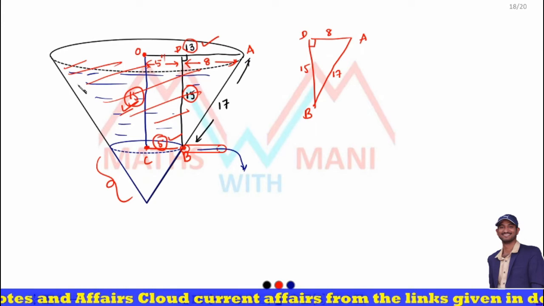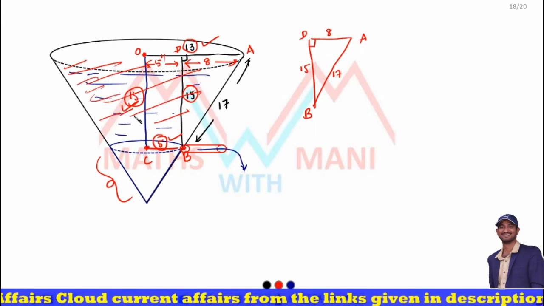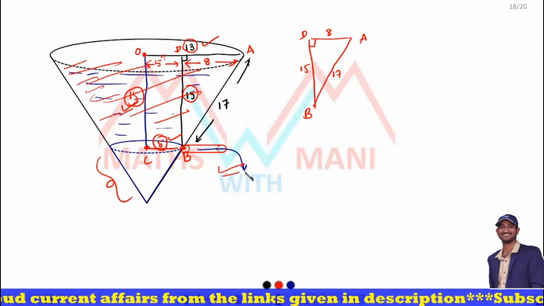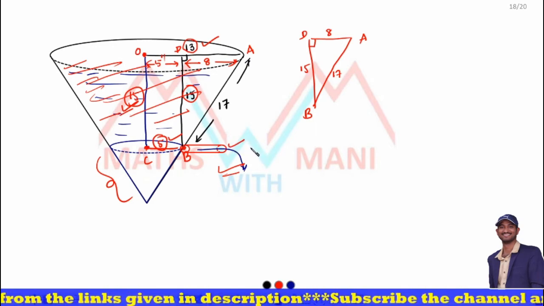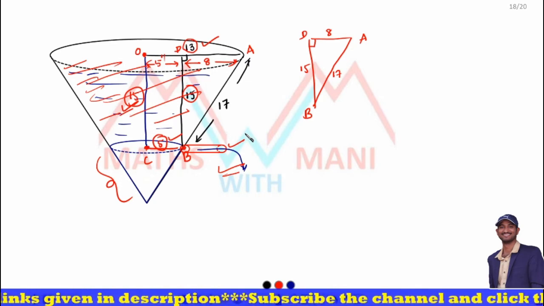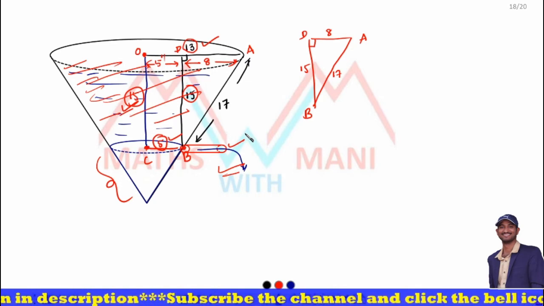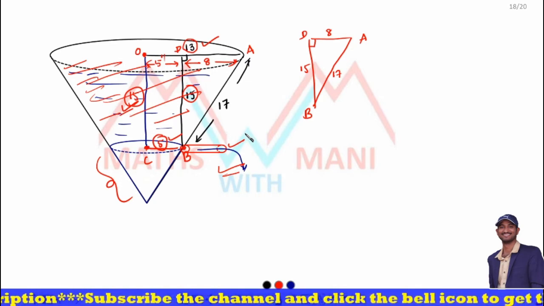The volume of that frustum is nothing but the volume of this water, which is equal to the rate of flow: area into velocity into time. Area of this pipe into velocity into time. If you equate those two things, then definitely you will get the value of time. That's it. Okay, let's see.